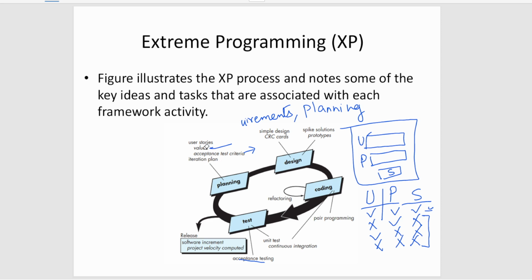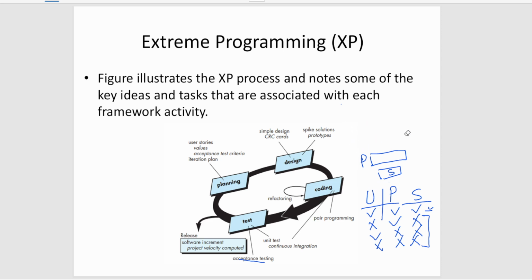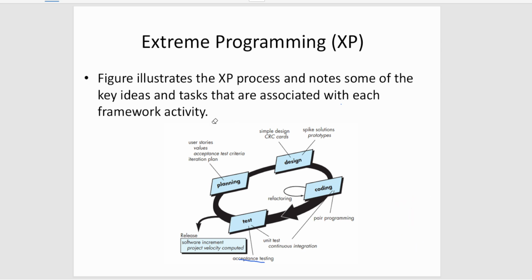Now let's understand the second stage, which is known as simple design or CRC cards. Simple design generally means you create simple models with the help of designing different things. We will use different types of UML diagrams. In this phase, we create the UML design using UML diagrams, and we also have something called CRC cards.